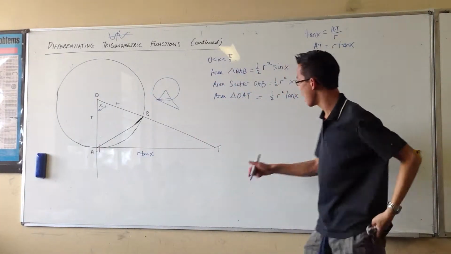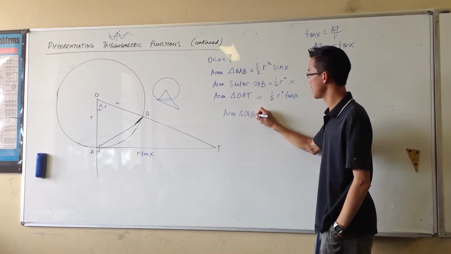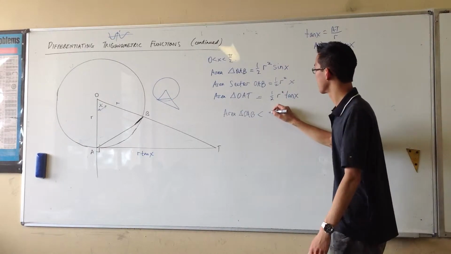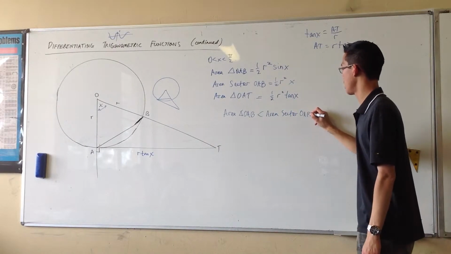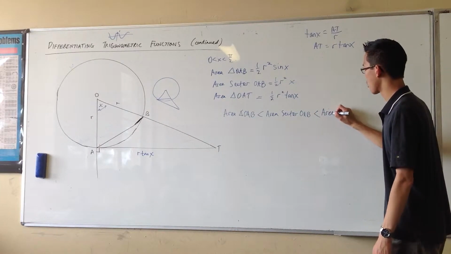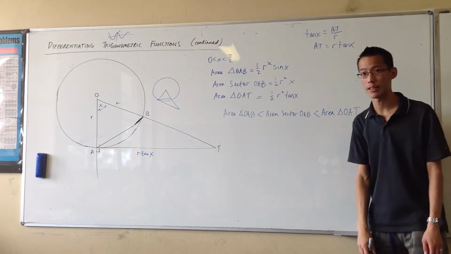So I would write that as area of OAB is always less than the sector that's around it. And the area of this sector is always smaller than the area of the triangle formed around it by the tangent, which is the OAT triangle, right?